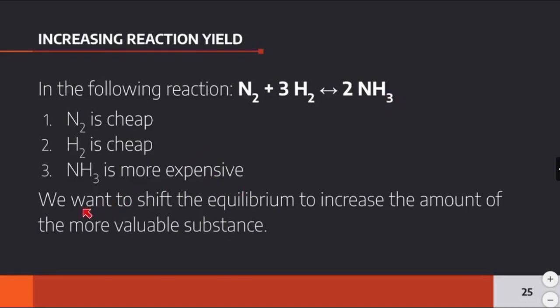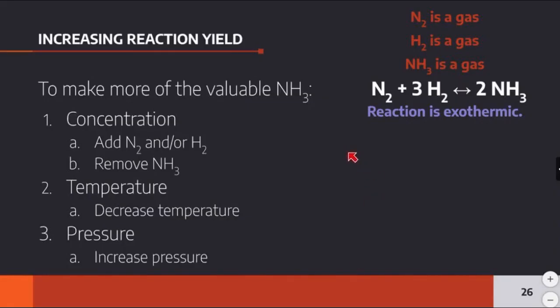And so oftentimes what we want to do in chemical reactions is shift the equilibrium to increase the amount of the more valuable thing. We want to shift this reaction to the right to make more NH3 and use up more of the cheaper things. That way we can add cheap things and it'll make more of the more expensive thing. So let's say our goal is to make as much as possible of this valuable NH3.